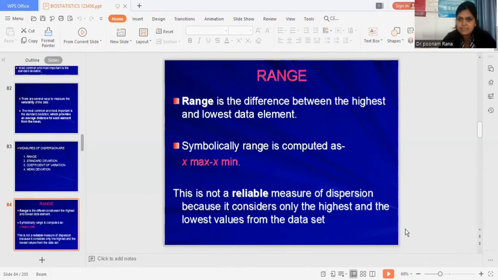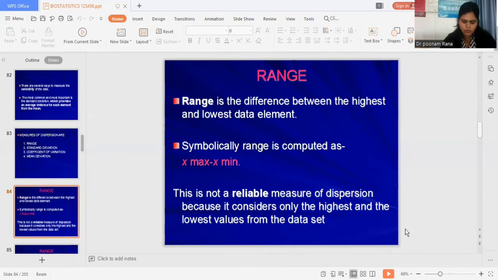So range is the simplest method, defined as the difference between the value of the largest item and the value of the smallest item. This measure gives no information about the values that lie between the extreme values, though it is simple to calculate. And it is not based on every item, and it is subject to fluctuation of considerable magnitude from sample to sample.